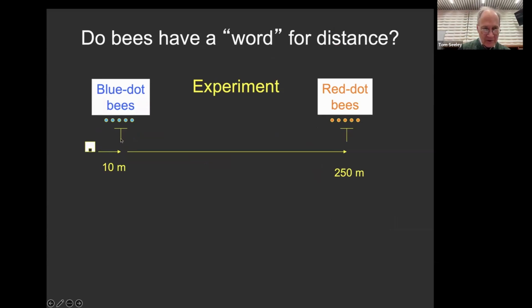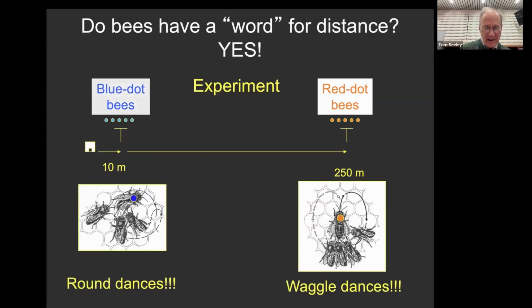He put out two food sources, one 10 meters away, the other 250. He had five bees trained to bring back food from each feeder, no more, no fewer. So five blue dot bees, five red dot bees. And then he watched. Red dot bees were coming back and doing dances from the distant feeder, blue dot bees were coming back and doing dances in the hive from the nearby feeder. And here's what he saw. He saw the blue dot bees were doing round dances, and the red dot bees were doing waggle dances.